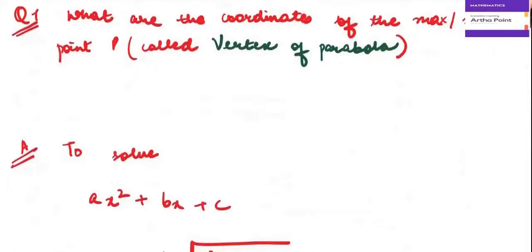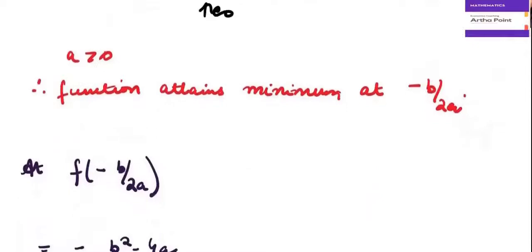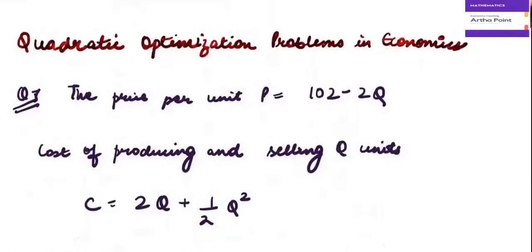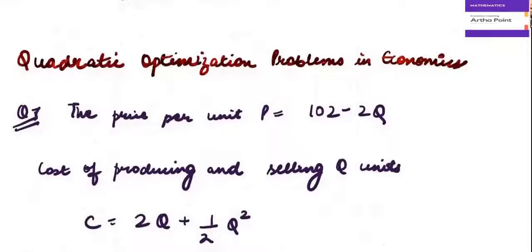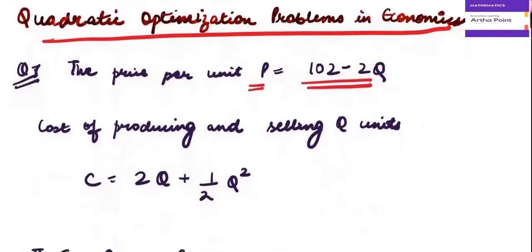Now, this is something that we have discussed in detail in the last class. Today, I want to go ahead to quadratic optimization problems in economics. So I want to talk about how I can use my optimization techniques in economics. To understand that, I'm going to take this example. I'm saying that the price is given as 102 minus 2Q. And I'm saying that the cost of producing and selling Q units is given as this.